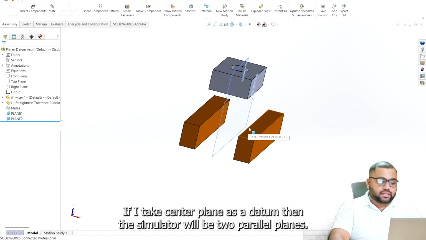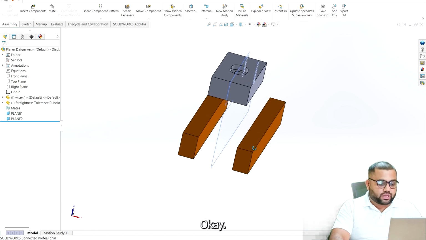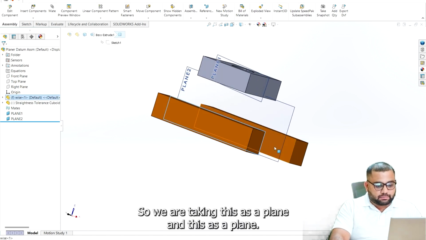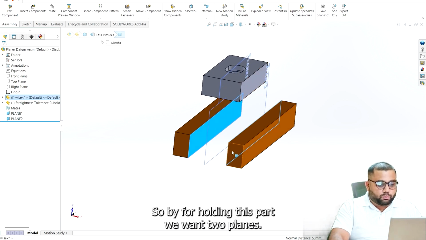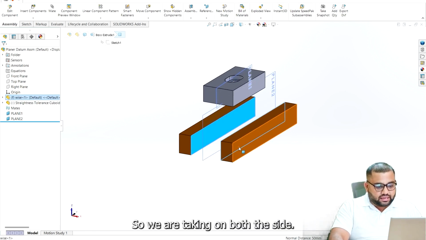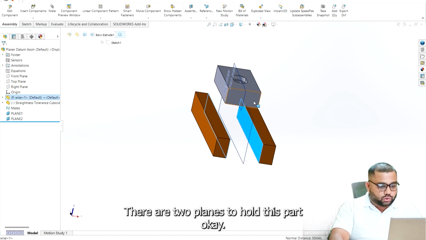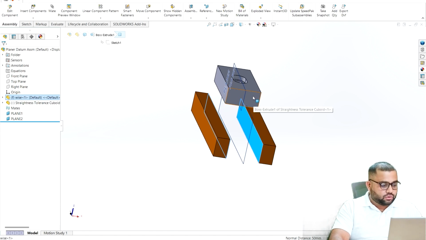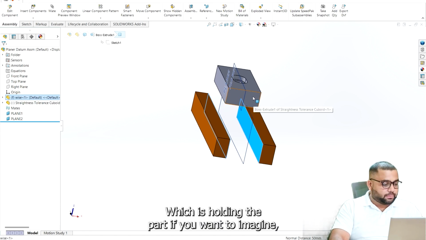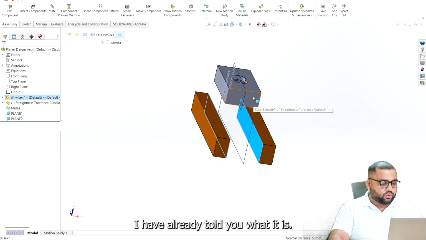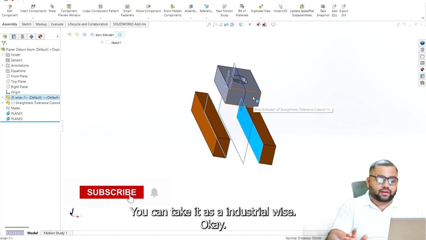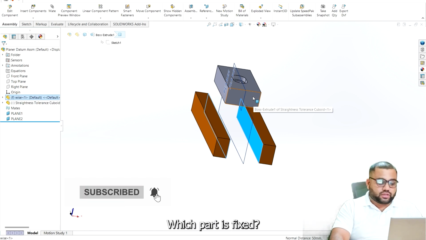If I take the center plane as a datum, then the simulator will be two parallel planes. So we are taking this as a plane and this as a plane. For holding this part, we want two planes. So on both sides there are two planes to hold this part, which is holding the part. If you want to imagine, I've already told you what it is. You can take it as an industrial vise, in which the part is fixed.